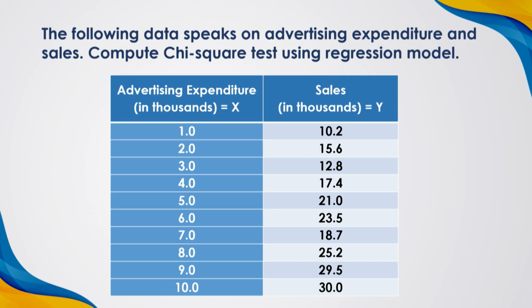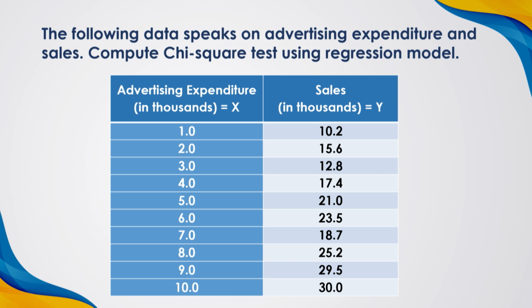Let us start with the first part of the lesson, in which you will understand testing the model goodness of fit for regression models through numerical illustrations. As of now, we have gone through the theoretical part of the chi-square test. Now we can go through the numerical illustrations. The first one: the following data speaks of advertising expenditure and sales. You have to compute the chi-square test using regression models.